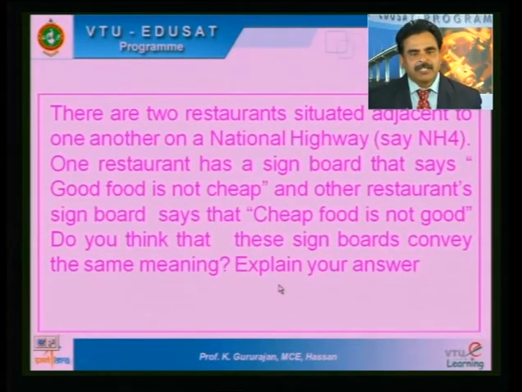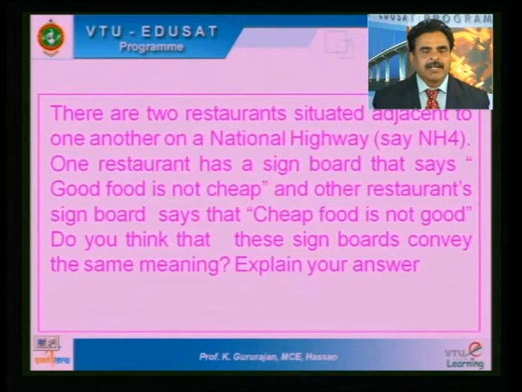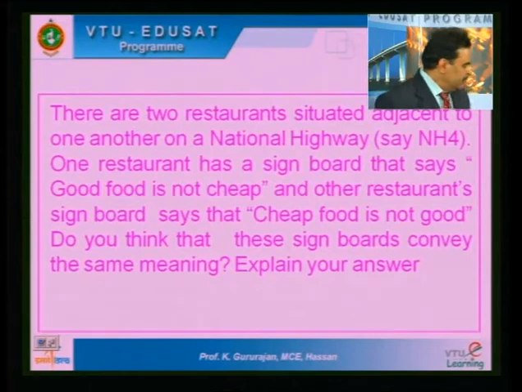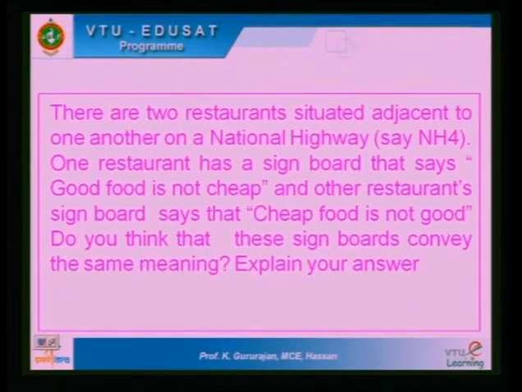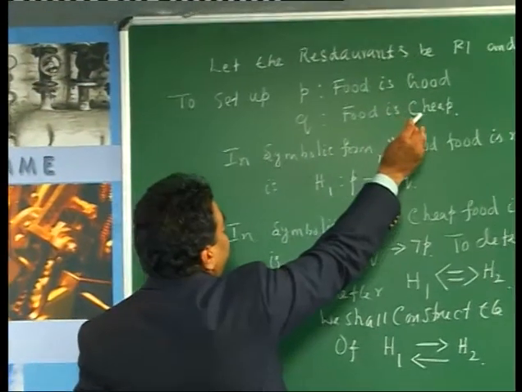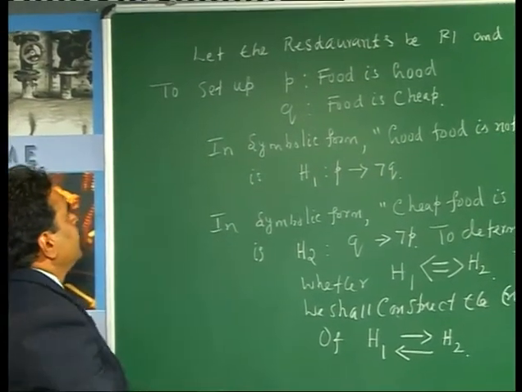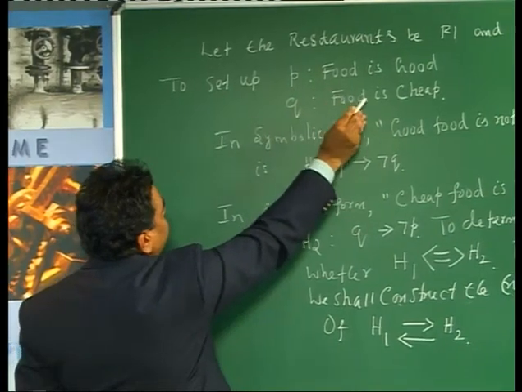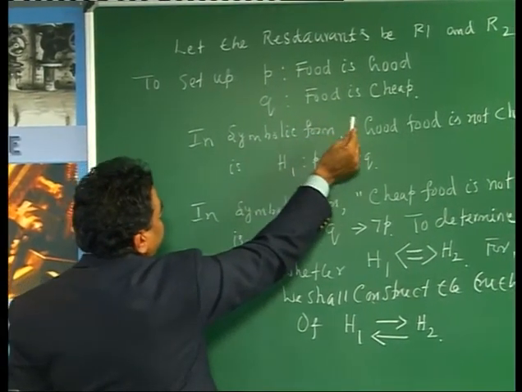Understood the problem? There are two restaurants, say R1 and R2, adjacent to one another. One restaurant has a signboard that says that good food is not cheap. The other restaurant's signboard says that cheap food is not good. We would like to find out whether these two signboards convey the same meaning, yes or no. For this, we shall try to solve this problem like this. Let the restaurants be R1 and R2. We shall form the primitive propositions like this. P means food is good. Q means food is cheap.